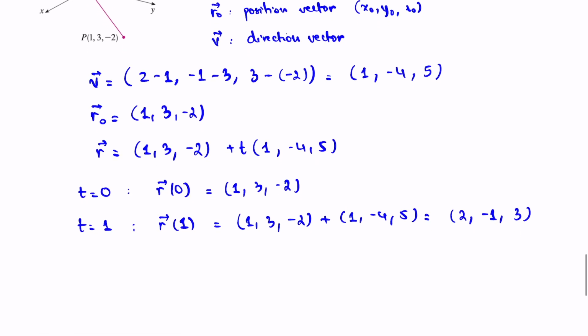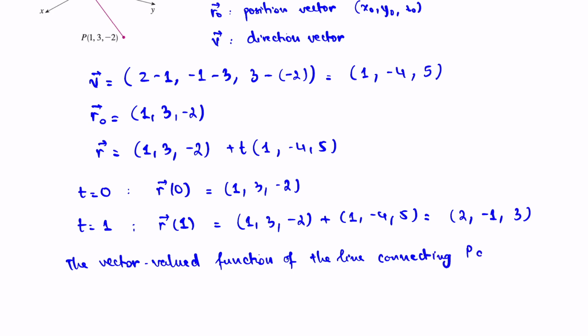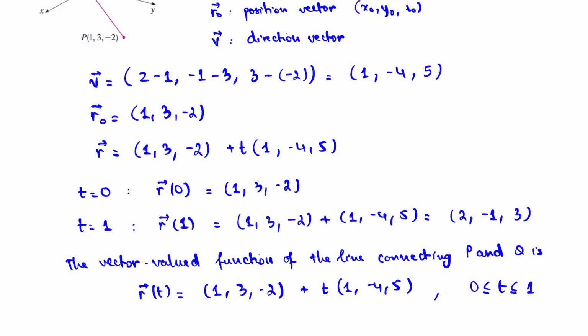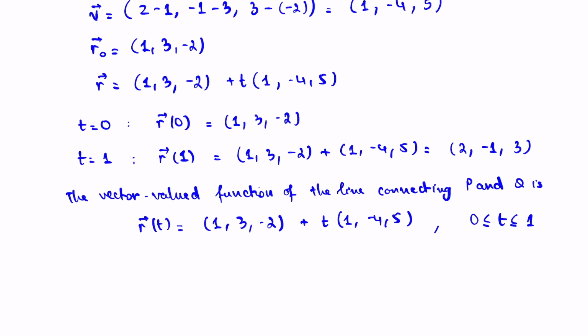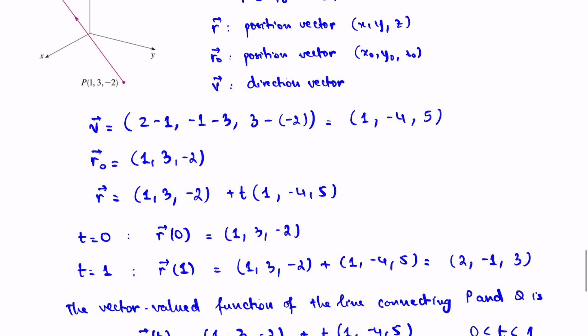So here is the vector valued function. The line connecting P and Q is R of t equal to <1, 3, -2> plus t times <1, -4, 5>, for t between 0 and 1. This is how you find a vector valued function of the line connecting 2 points.